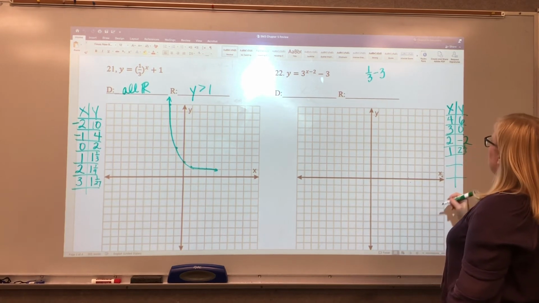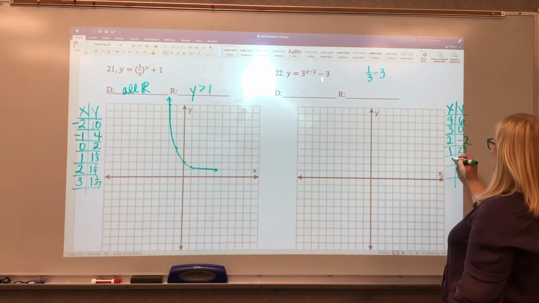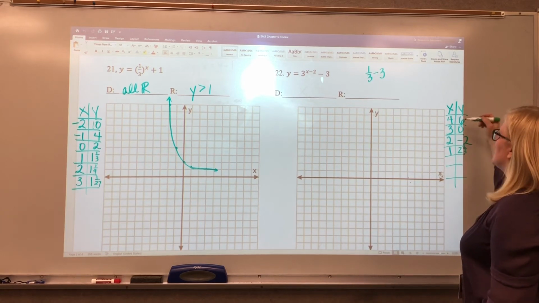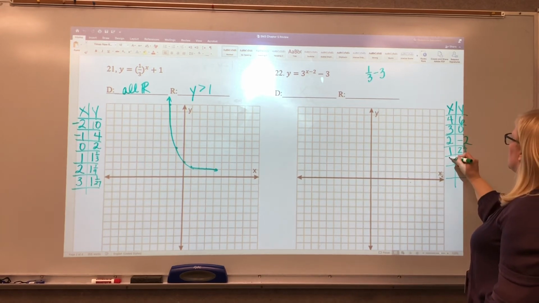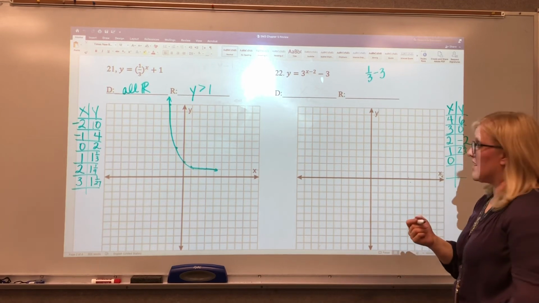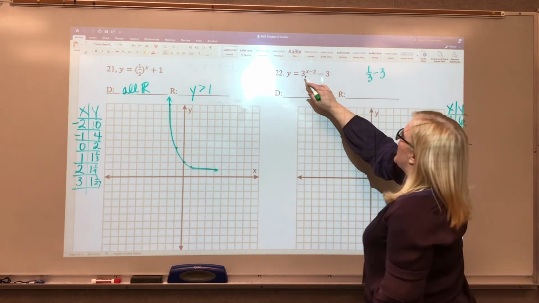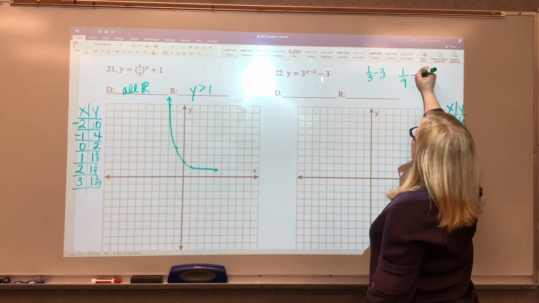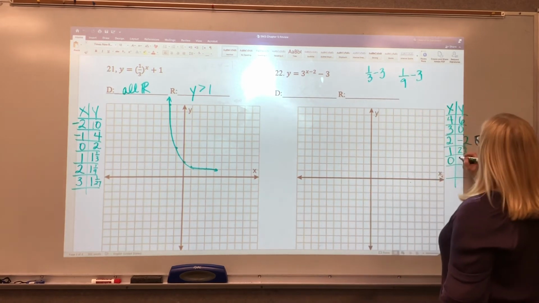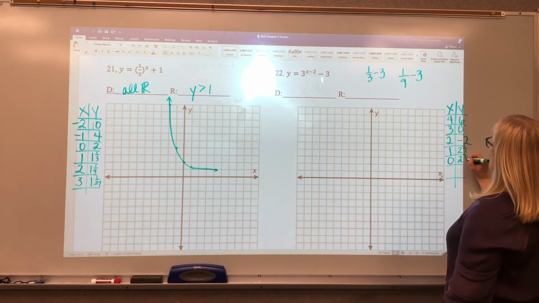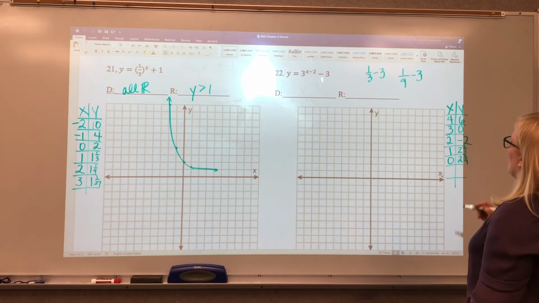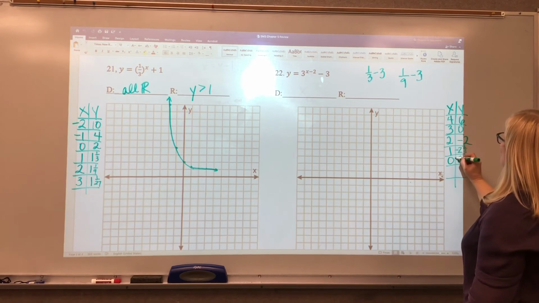If I plug in, oh, I'm going down, aren't I? I don't usually do that. I usually start low and go high. That's interesting to me anyway. All right, 3 to the -2 is 1/9 minus 3, which is going to give me -2 8/9. Okay, so you can see, well, these are negative. I thought something was weird.